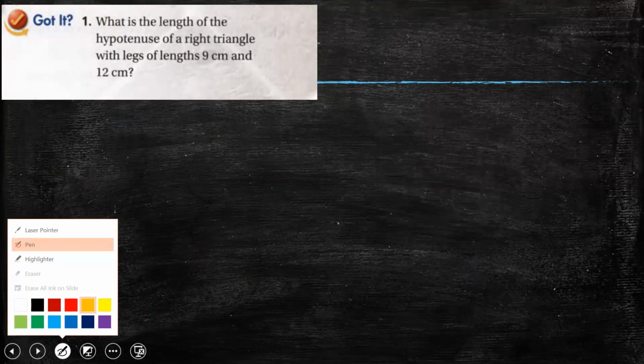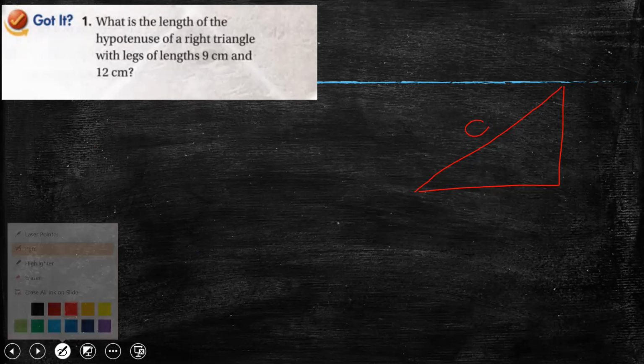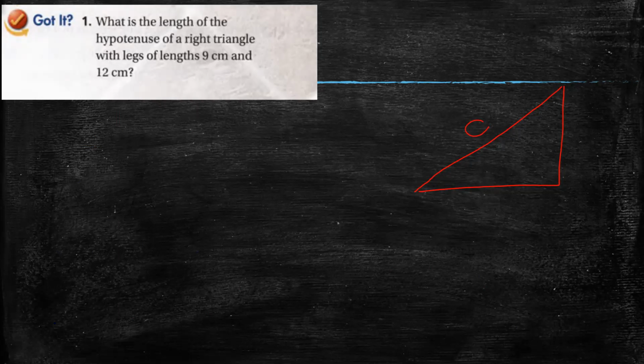Let's go now to the other example here. What is the length of the hypotenuse of a right triangle? So I have a right triangle here. I need to find the length of the hypotenuse, which is C, here. With legs of length 9 centimeters and 12 centimeters. So I have two legs here, 9 and 12.